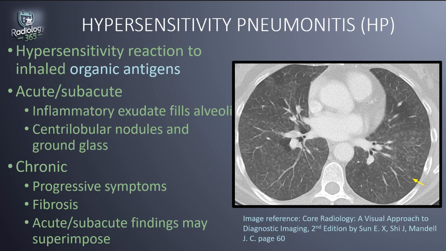Now, unlike idiopathic pulmonary fibrosis, where you have honeycombing, in chronic hypersensitivity pneumonitis, you don't usually have honeycombing. But if this honeycombing is present, you will mostly have it in the upper lobes, as opposed to its predominance in the lower lobes in IPF.